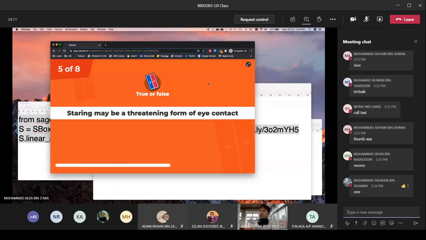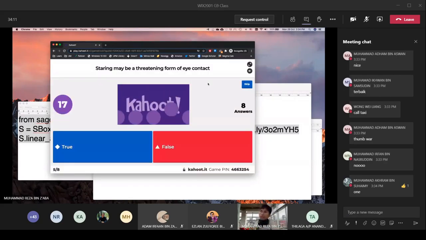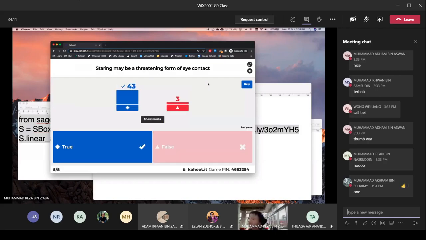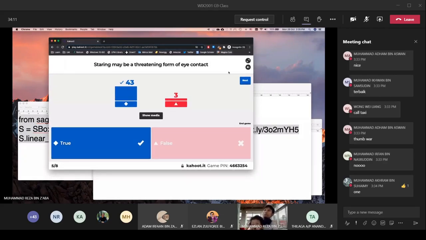Okay, fifth question. Staring may be a threatening form of eye contact. Yeah, it will make people uncomfortable if you just stare at someone. It may be a threatening form of eye contact. Apart from you wanting to ogle that person, it may be threatening and an uncomfortable thing for that particular person.